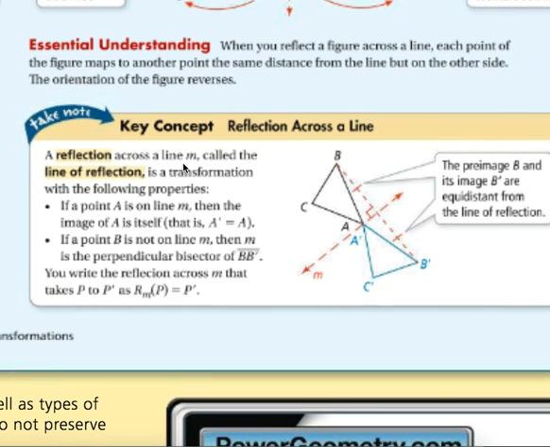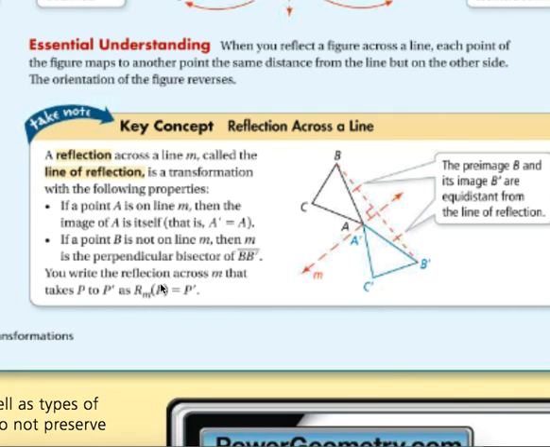So our reflection across some line, whatever line it may be, in this case line M, is called the line of reflection. It's a transformation with the following properties: where a point A is on line M, then that happens to just stay where it is and just gets rewritten as A prime. So notice how A is on this line here, and A prime is just the same exact point. But notice that B and C move over to the other side because they're moving over this line M, creating B prime and C prime.